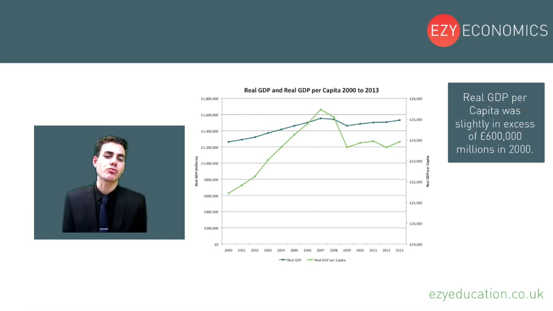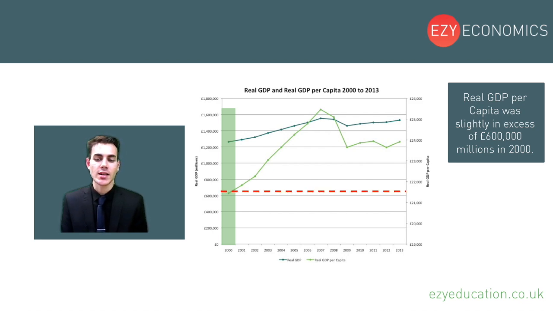The second statement was that real GDP per capita was slightly in excess of 600,000 million pounds in 2000. Well, because we're considering real GDP per capita, we want to consider the green line, and we're only interested in the year 2000, so we can highlight that particular region. Again, we're going to draw a red dotted line to illustrate the point of real GDP per capita during 2000, but again, we have to be careful to make sure we interpret the right axis.